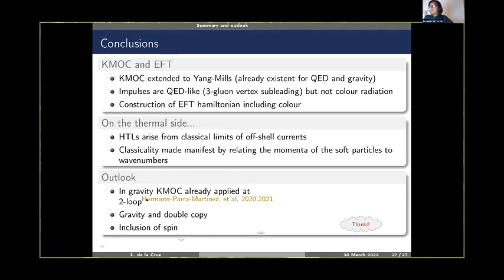For the outlook, in gravity the KMOC formalism has already been applied to loops, and of course the motivation for pursuing this work is to use the double copy to obtain gravity. So it would be interesting to do that and see explicitly how one can recover the results in gravity. And something that could be interesting is the inclusion of spin, meaning that I'm allowing the particles that participate in the scattering to carry spin.